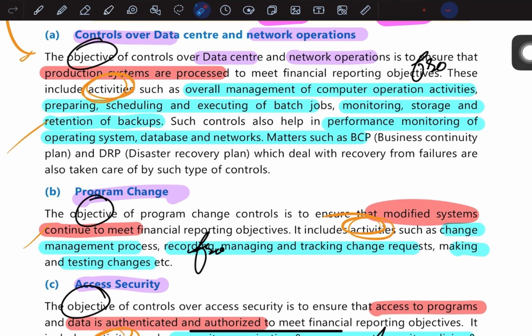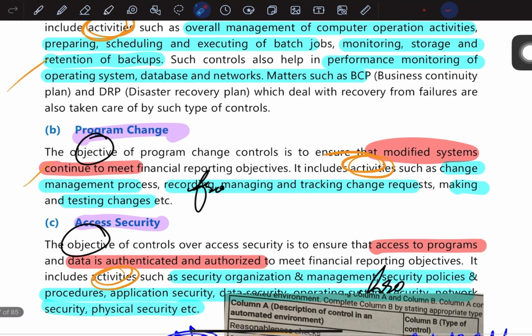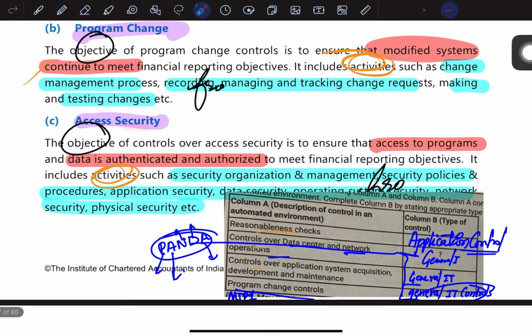So whatever programs are being changed, basically the system is being modified. Is it still continuing to meet the financial reporting objective or not? That is the objective of program change controls. Next, we have access security. What is the objective? That access to programs and data is authenticated and authorized. So basically the objective of controls of access security is that the access to the programs and the data is authenticated and authorized to meet financial reporting objectives. What is the objective in respect of financial reporting objective? That is the thing you have to write for each type of control.